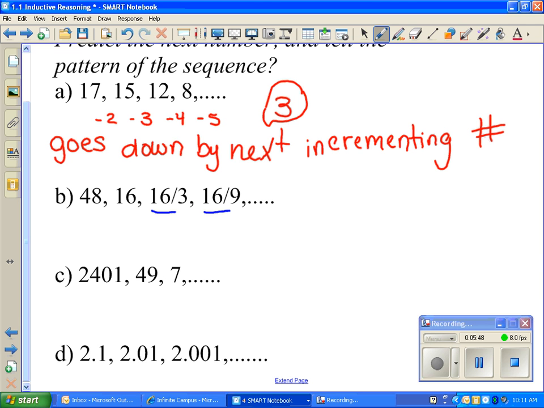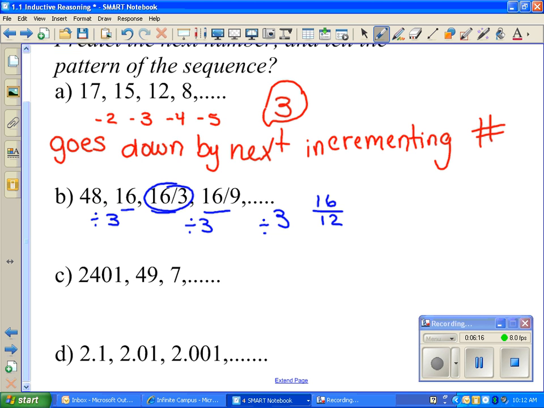16 over 3. Good, because he said the 16 over 3 right here, that's the difference between the one that's previous, right? Well, check it out. How about 48 divided by 3? 16 divided by 3? 16 thirds divided by 3? 16 ninths. How about 16 ninths divided by 3? You're right. It's 16 twelfths.